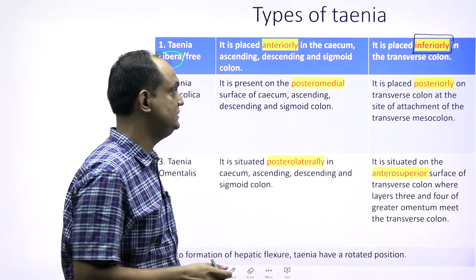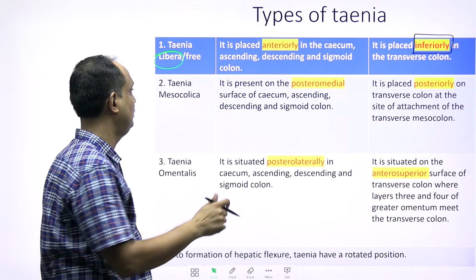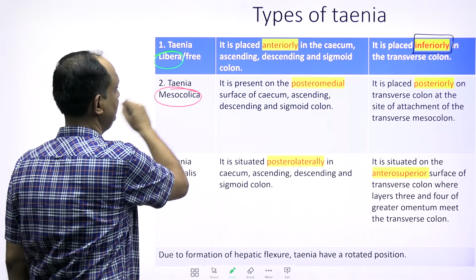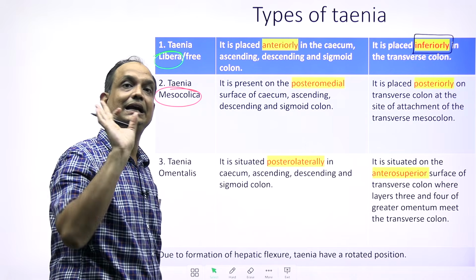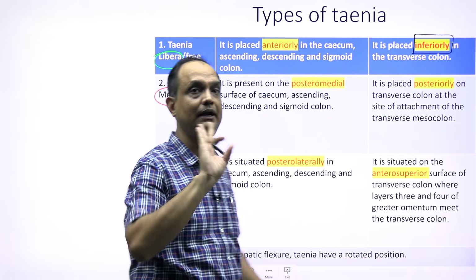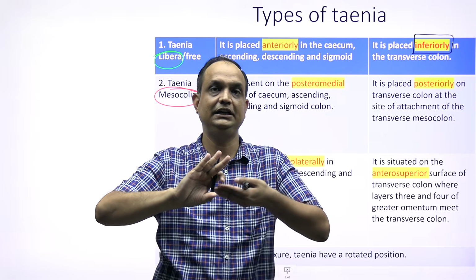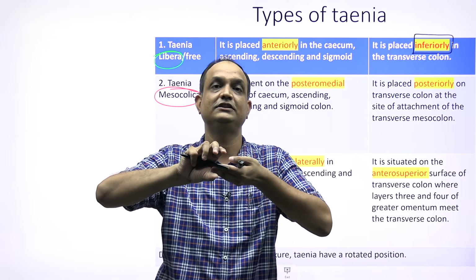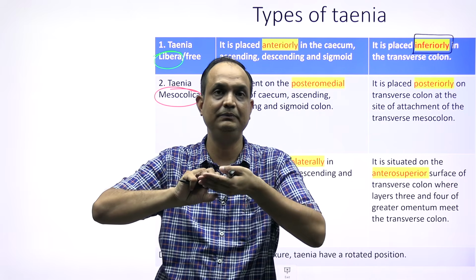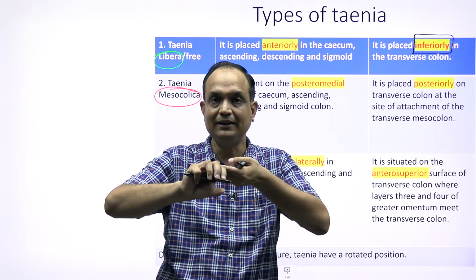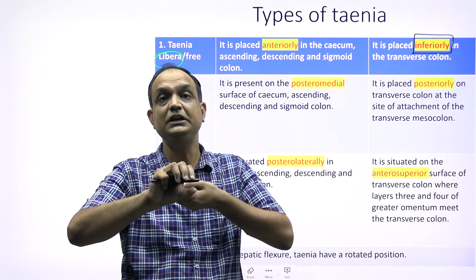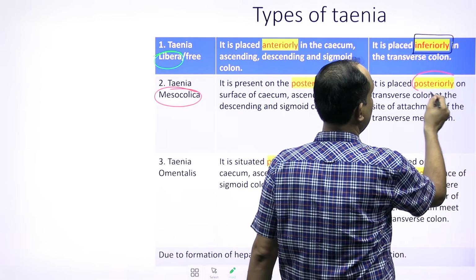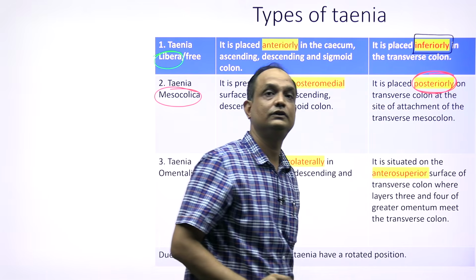Now the Taeniae which has the attachment of your mesocolon, that means the mesentery of the transverse mesocolon, that Taeniae is present behind. Why behind? Because your mesentery is present on the posterior wall. So you have the tube which has suspension from the posterior side. You don't have any mesentery anteriorly. So that Taeniae is known as Taeniae mesocolica, and it is placed on the posterior side of your transverse colon.